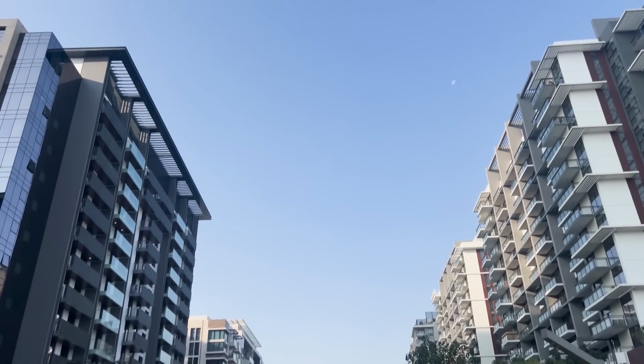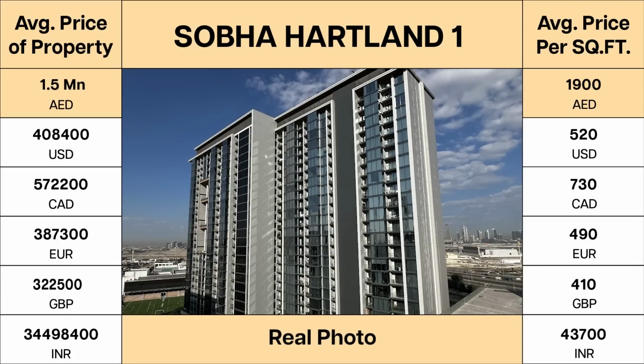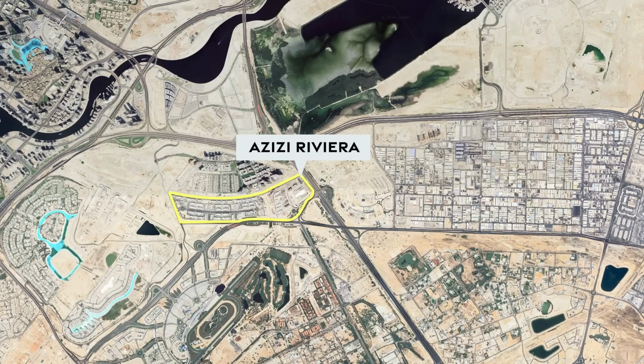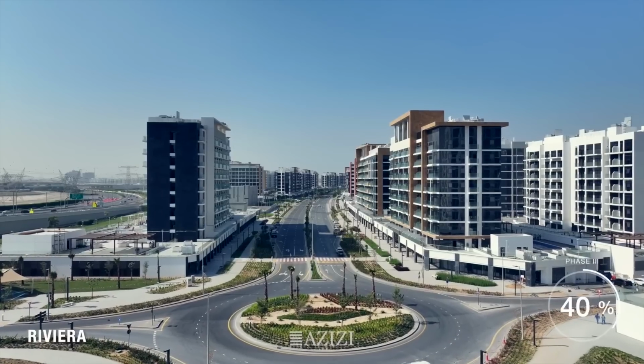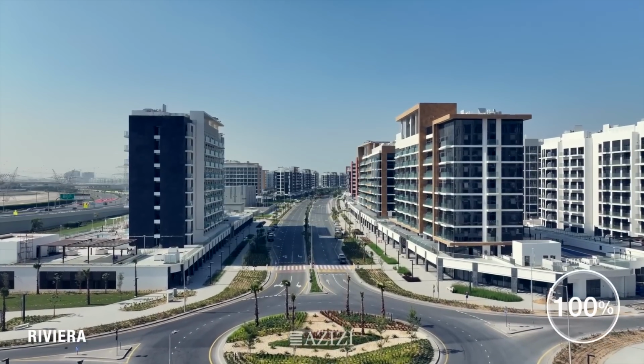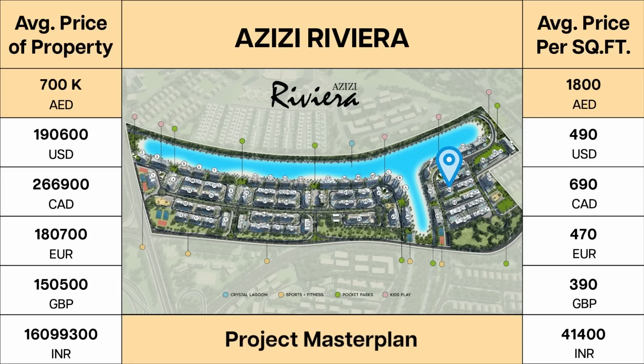Sobha Hartland 1 also has a lot of projects built by the developer Ellington. Average price per square foot is 1900 dirhams. Azizi Riviera is a huge cluster of low-rise buildings all built by the private developer Azizi. It will feature a man-made lagoon in the future. Average price per square foot is 1800 dirhams.